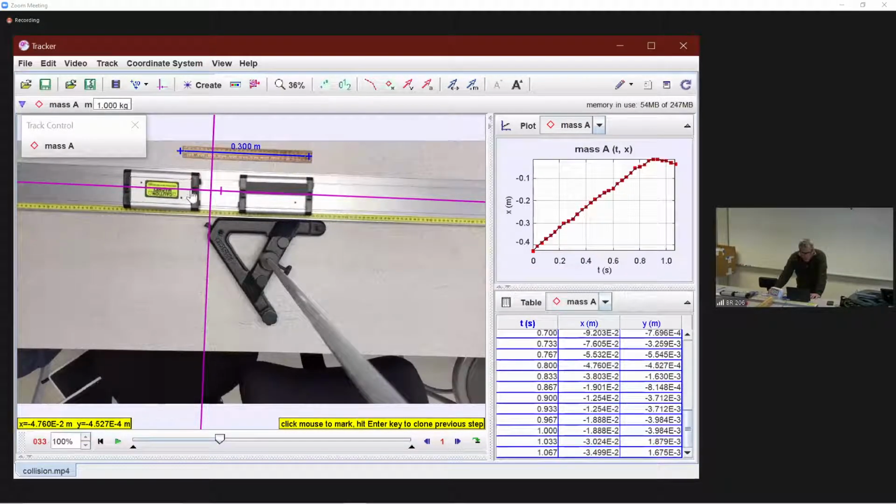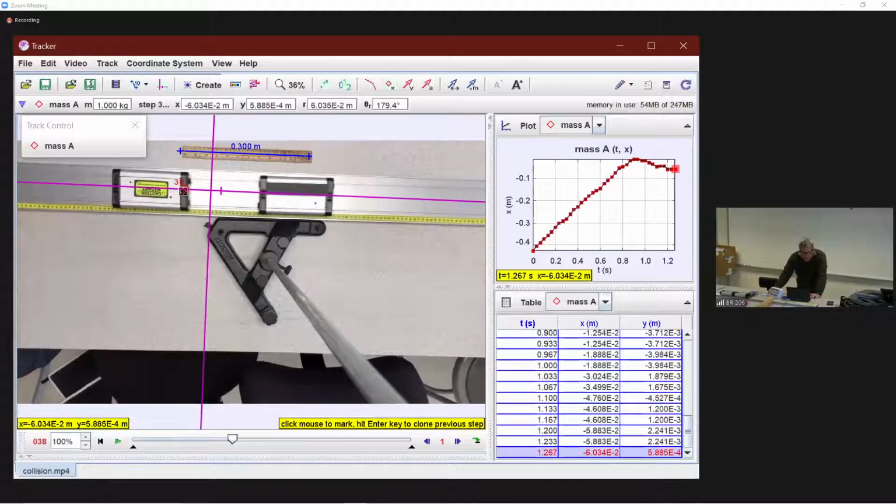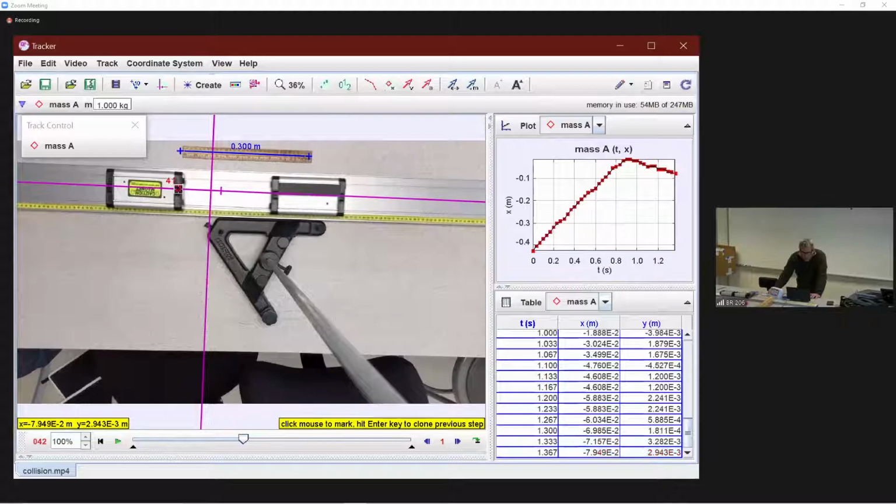And here's the cart after the collision. Again, I'm doing this very crudely just to show you. You can do more points than that. But look at that. There's the graph of the motion of that cart. Here's the x position of the cart as a function of time. And just as expected, what does it do?